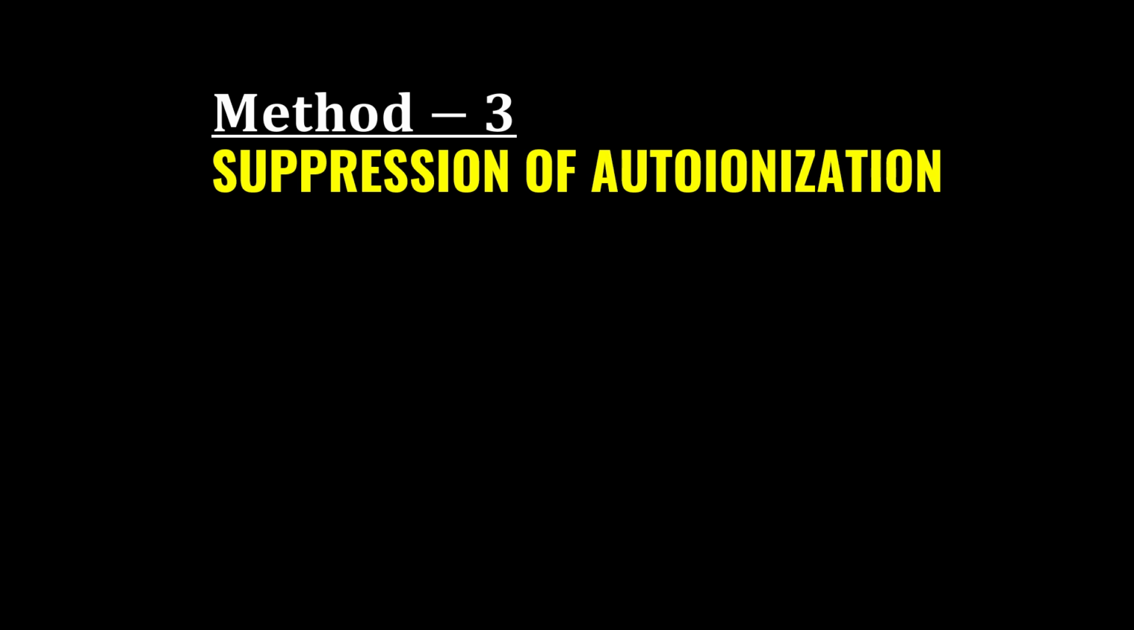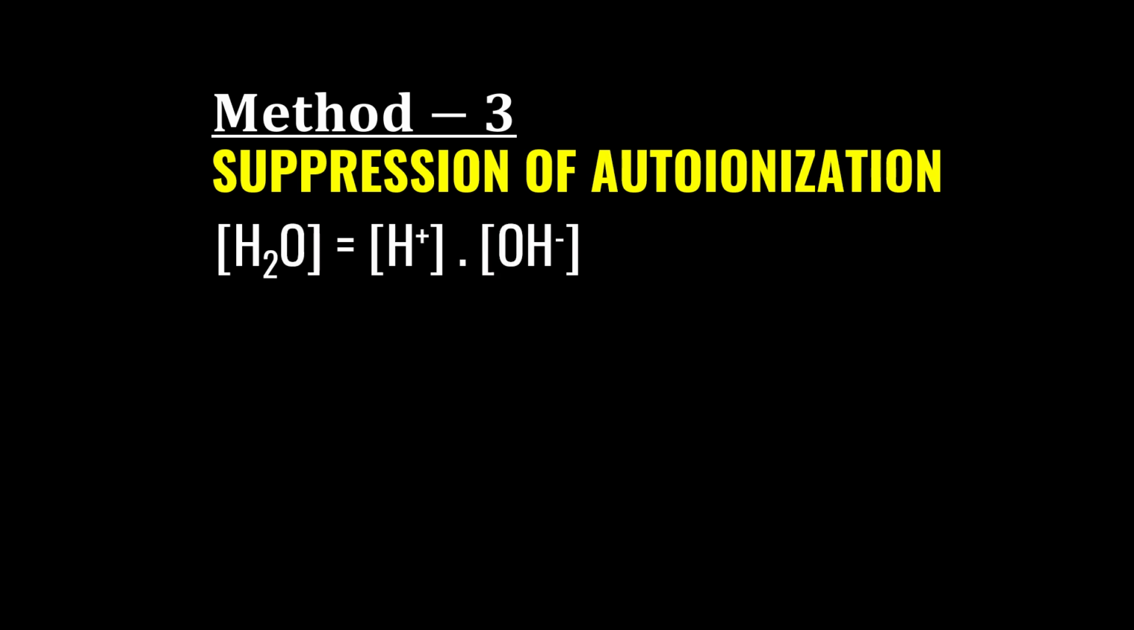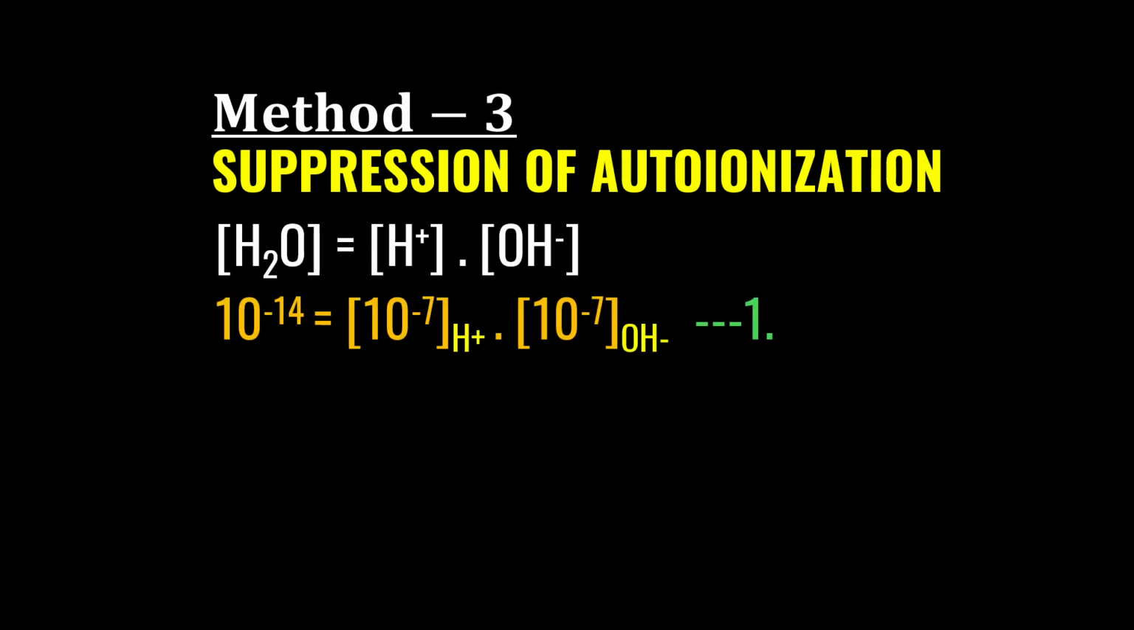So let us calculate accurately the contribution of hydrogen ion concentration of water in this problem. So this is the ionization of water. Ionic product of water is equal to the molar concentration of hydrogen ion times the molar concentration of hydroxyl ion in water. You transpose the corresponding values and you will get this. Let us assign this as equation 1.